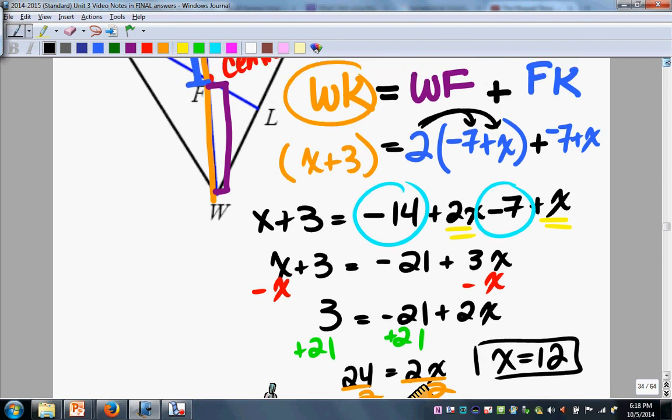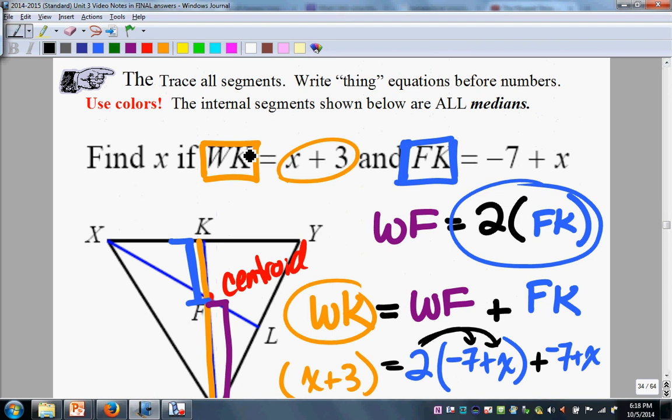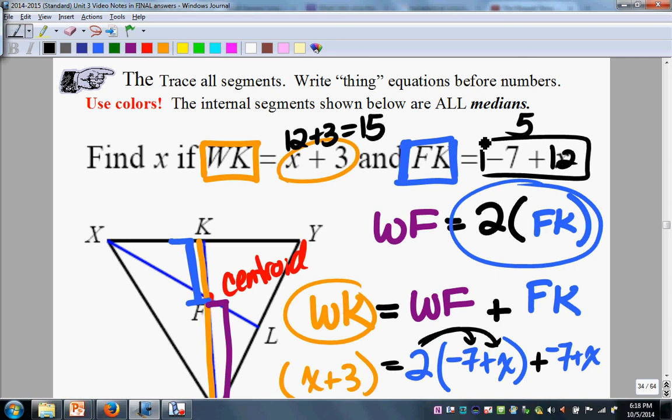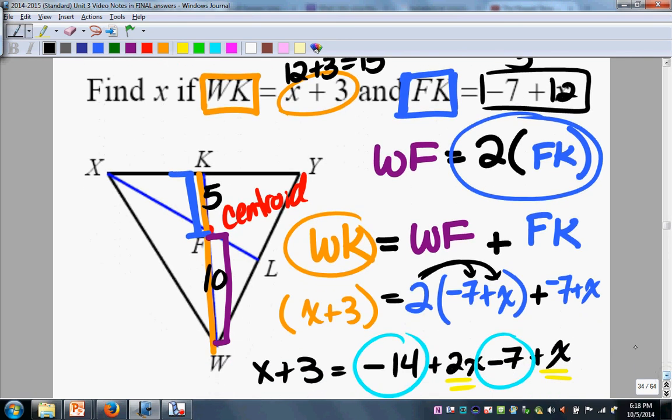Careful, you're not done. You only solved for X. Now we come in and we plug it up. WK, that means this is going to be 12 plus 3. That equals 15. If you put in a 12 here, -7 plus 12 equals +5. So that means this is 5. That's 10. And this whole thing is 15. There's your check. It fits.